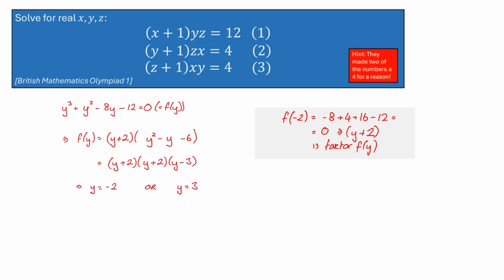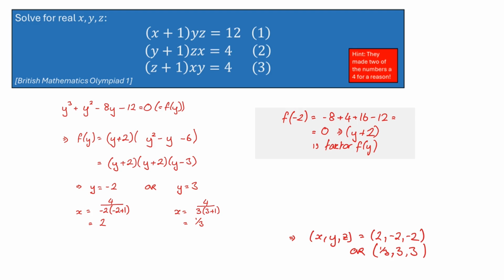So therefore, I know that y equals minus 2 or 3. In that case, x is going to be equal to 4 over minus 2, the equation that I had on the previous slide, which equals 2. If I put 3 into the equation, I get a third. And so therefore, how you present this, you can do it in different ways as long as you're clear what you're doing and you're linking the terms correctly. So my final solutions are going to be that x, y, z is equal to 2, minus 2, minus 2, remembering again that y equals z, or it's going to be a third, 3, 3.